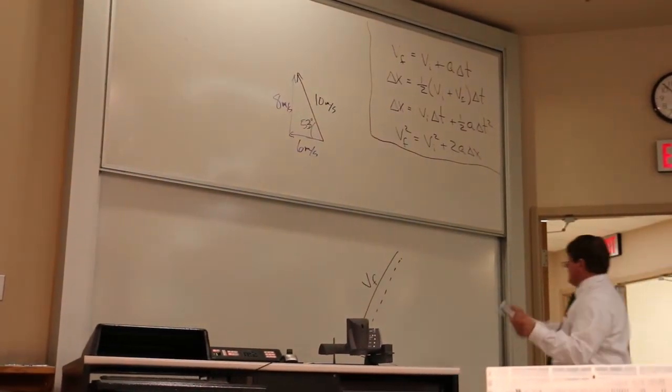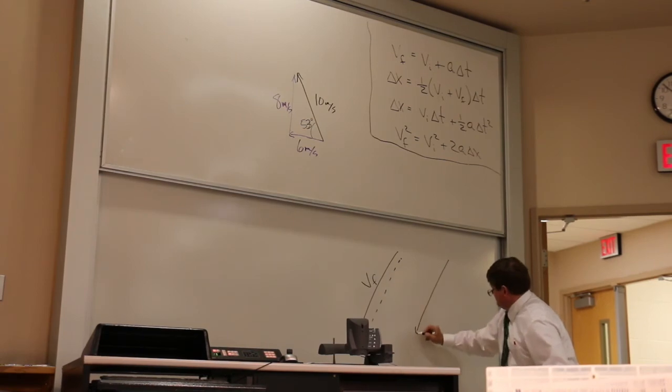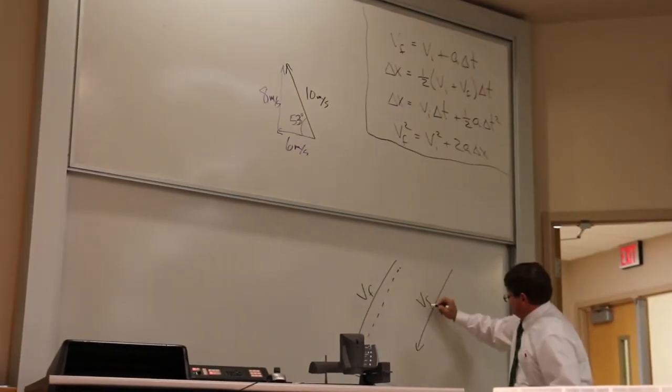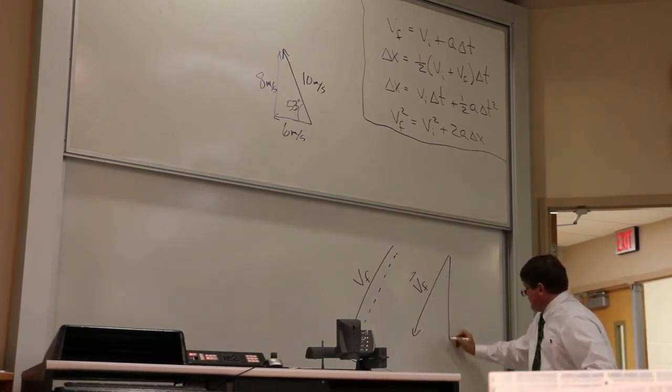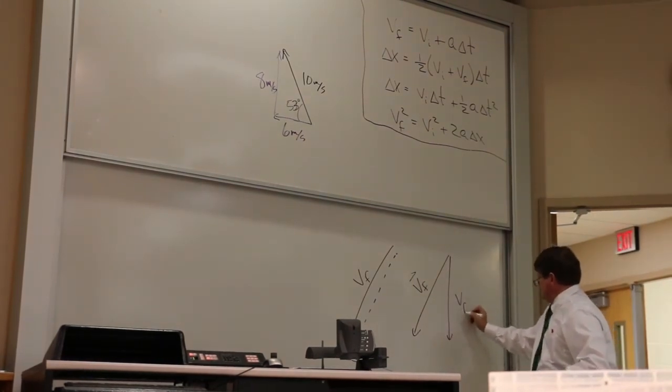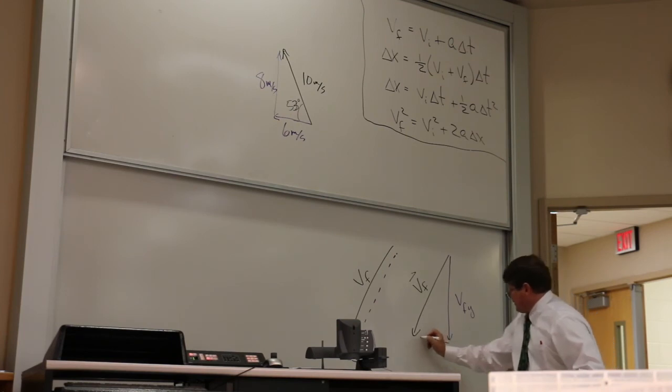Now, if I look at that final velocity vector, it has a y part that is down and an x part that's to the left.